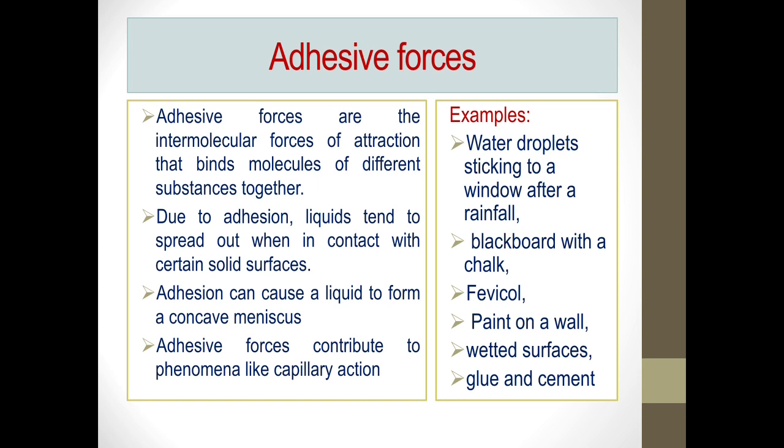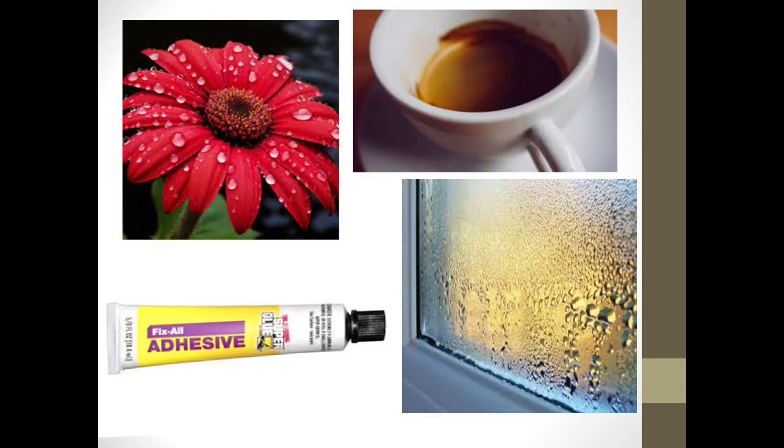Glue and cement. Again, glue is nothing but Favicol. When you stick with glue, two different materials get stuck with each other. And cement, when cement is pasted on a brick, they get attracted and form a big concrete. So these are the real life examples, and the images I have collected from the internet. See, the first picture is the rain droplets on a flower. So flower is a different substance from the water droplets. When it falls on it, they stay together.